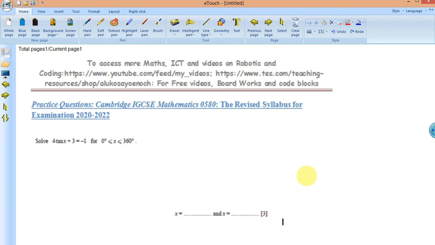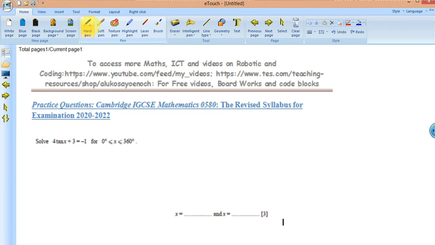Next question. Okay guys, here is the next question, and it reads: solve 4 tan x plus 3 equals minus 1 for the range of values 0 less than or equal to x less than or equal to 360. So this is the domain for this function. Okay guys, let's get started.